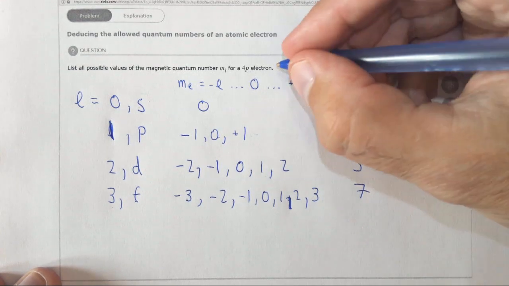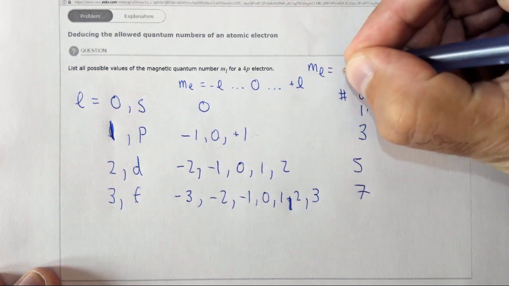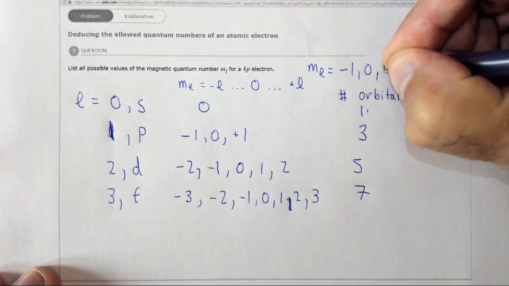However, to answer this question, for a 4p electron, the values of m sub L are minus 1, 0, and 1.